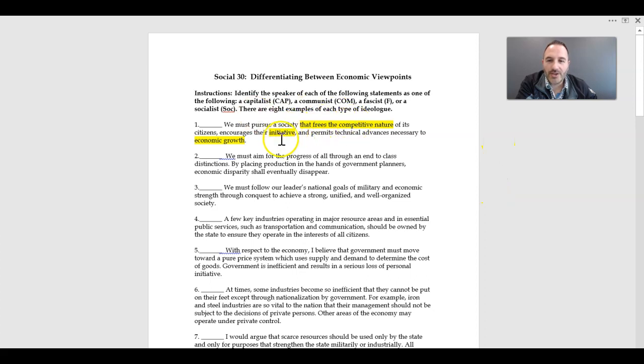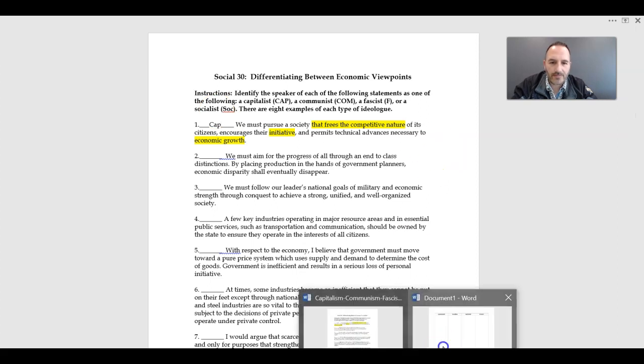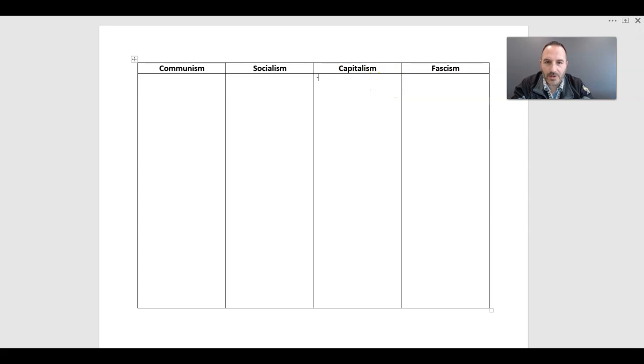We're focused on initiative, meaning when you have initiative, you're the kind of person who gets up out of bed and your feet hit the floor and you run, right? Like you are motivated, you are ready to go, and we want to see economic growth. So for number 1, folks, this would be capitalism. I'm just going to put CAP in there, okay? So the first one is capitalism. So what we're going to do here is switch over to our chart, and under capitalism, let's put competition. Let's also put focus on economic growth, and let's also put initiative.